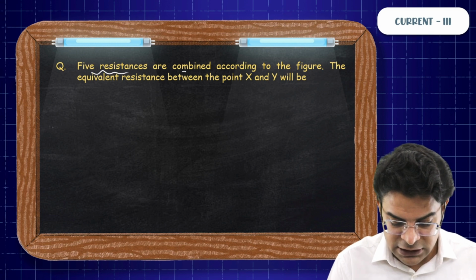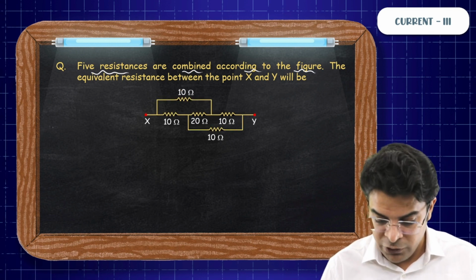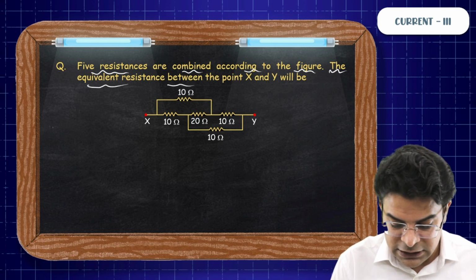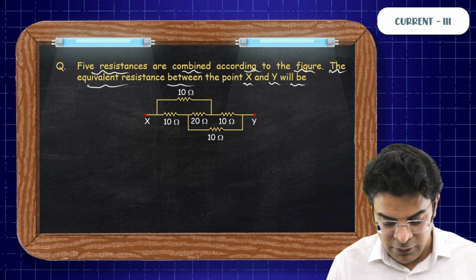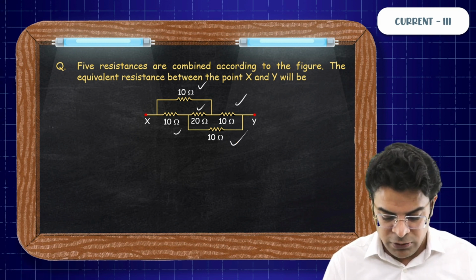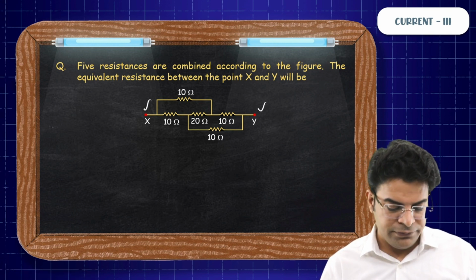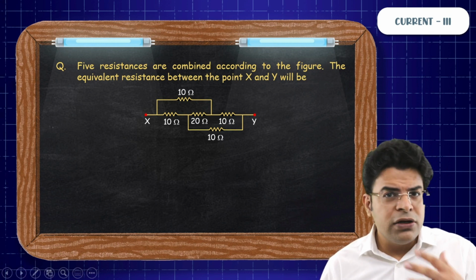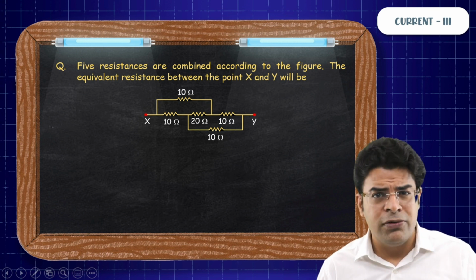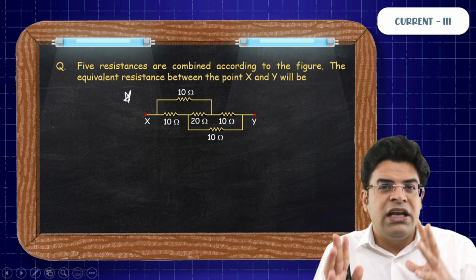5 resistances are combined according to the figure. Where is the figure? Okay, here is the figure. The equivalent resistance between point X and Y will be. So here we have got 5 resistors, 10 ohm, 10 ohm, 20 ohm, 10 ohm, 10 ohm. What is the equivalent resistance between the point X and Y? So I know that many of you know this standard problem. This is nothing but a Wheatstone bridge drawn in a different fashion.